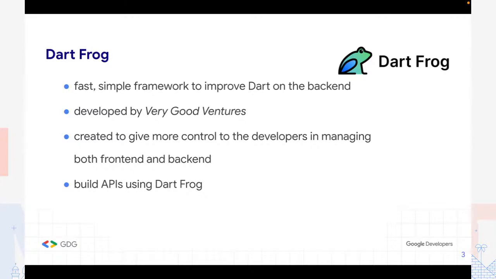This was created to give more control to developers in managing both front end and back end, which is very true, right? It's always a good thing if you have full control of the application rather than depending on someone else for the back end of the application. Which means that you can now build the entire application on your own if you know Dart. Both front end and back end can now be coded in Dart, and you can build a complete Flutter full stack application, mainly used to build APIs using the Dart Frog framework.